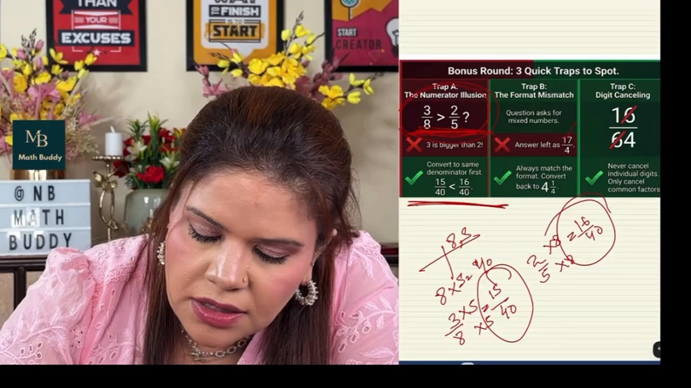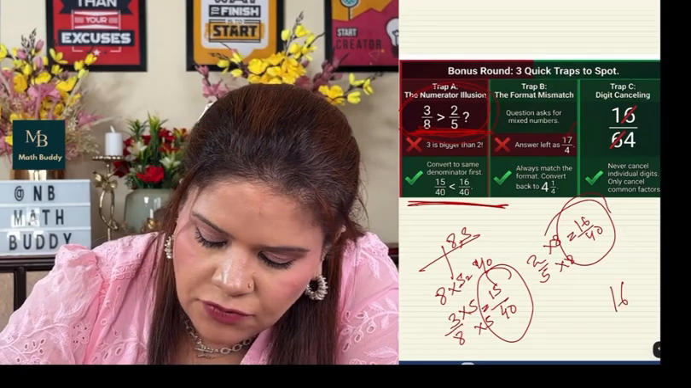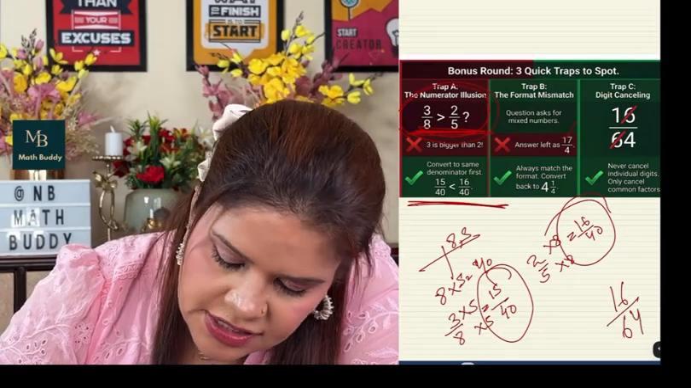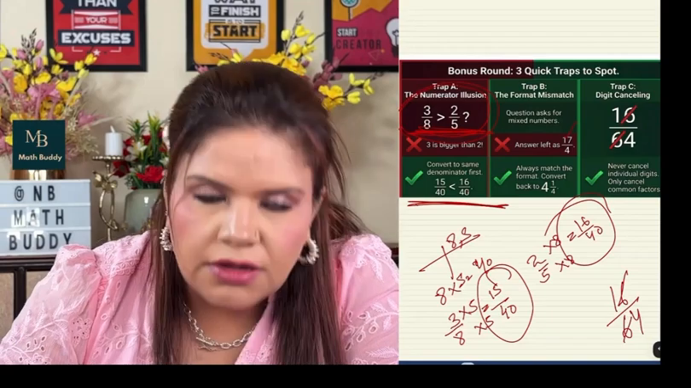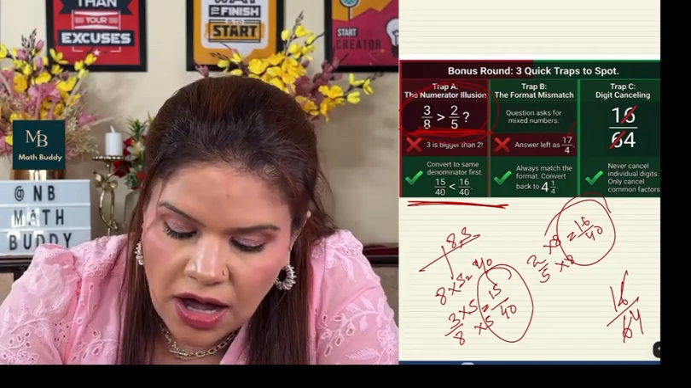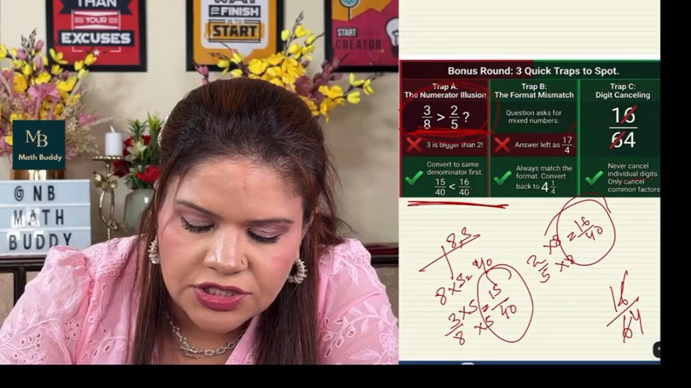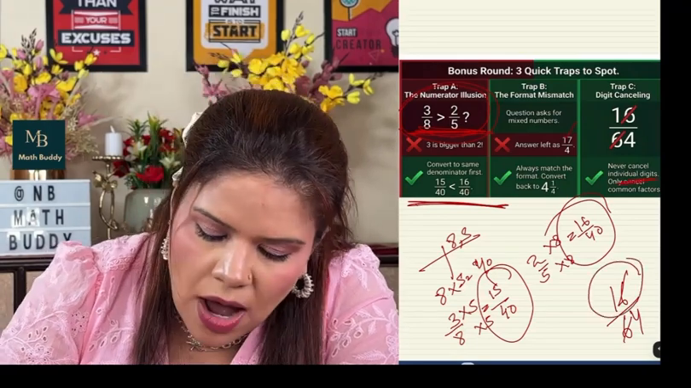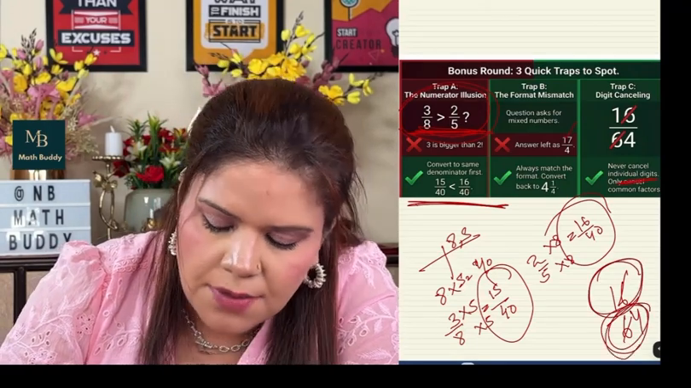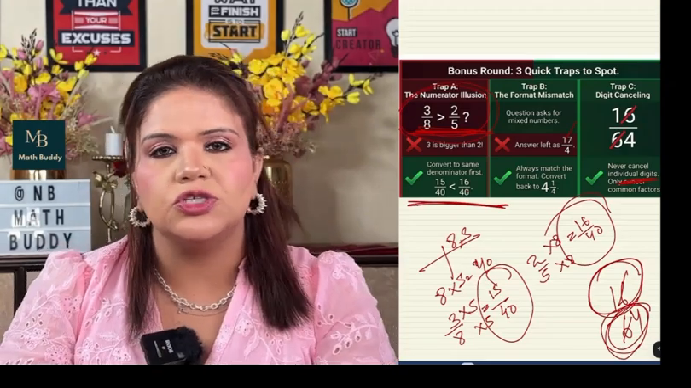Some people cancel numbers when they have to simplify, like they say 6 is here, 6 is here, we can cancel. This is again wrong. You can't cancel individual digits. This is one number, this is one number. You can't cancel individual digits.